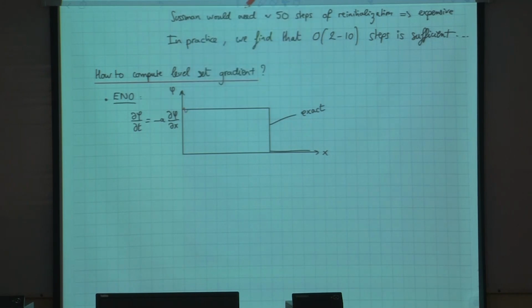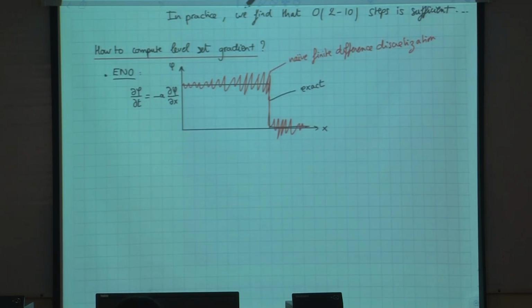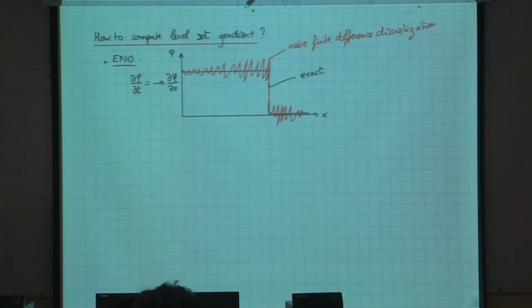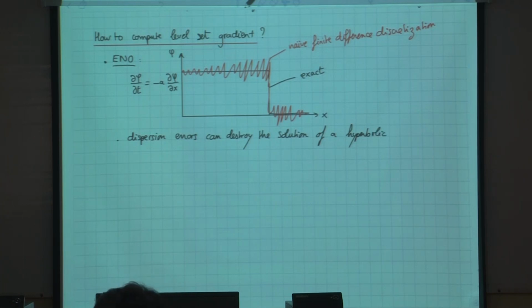A naive discretization will give you that. So this would be a naive finite difference discretization. Why is that? Because again, we require some sort of a pointed bias in our solution. We need some methodology by which we introduce a sufficient amount of numerical diffusion, or else dispersion errors will lead to accumulation of oscillations. So we observe the dispersion errors can destroy a solution of a hyperbolic problem.